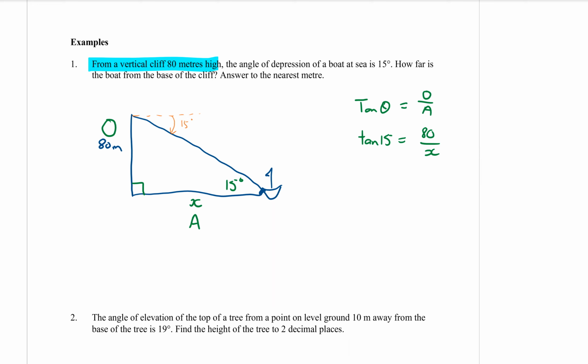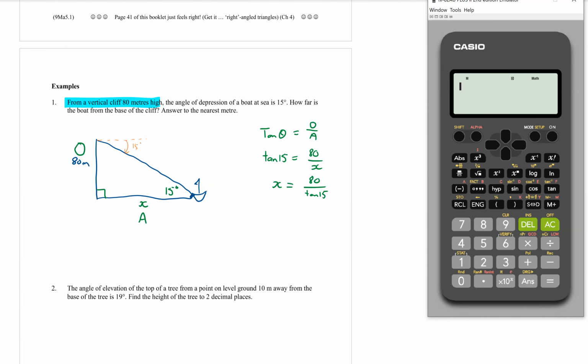So the X comes over here. The 80 stays exactly where it is. But the tan switches places and is on the bottom where the X used to be. It's the switch place one. Then you grab your calculator and you type that in. So, fraction button, 80 on the top over tan 15. That's a normal tan. You only use the inverse tan if you're finding angles.